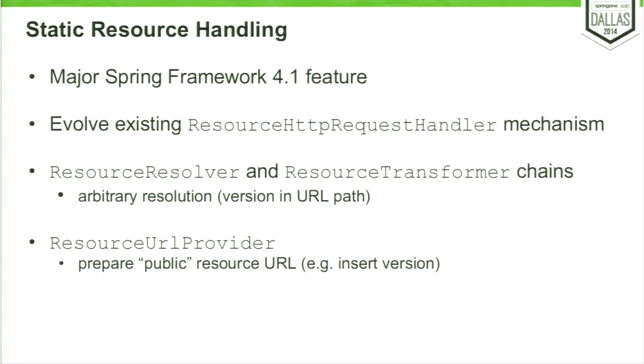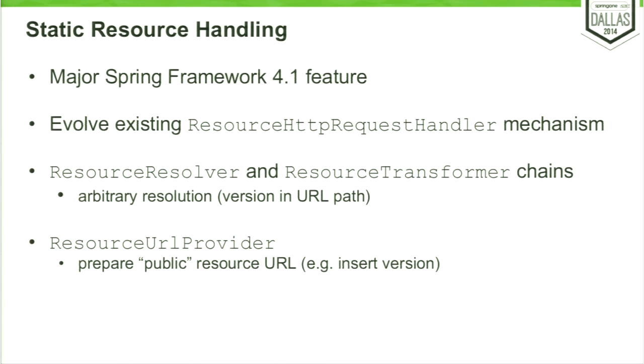We have a couple of new contracts, a resource resolver and a resource transformer, which are used to form chains. So you have a chain of resolvers and a chain of transformers. And just to give you an idea of what these resolvers could do, instead of simply finding jQuery.js somewhere under a specific location, let's say it's under /js, you could do some more fancy things. So for example, you may get a request for a specific resource, and if you don't find it, you can then check to see, is there an accept encoding that allows gzipping? And if that's the case, then you can take a look to see if there's a file with a .gz extension present, and then try to resolve that into a resource.